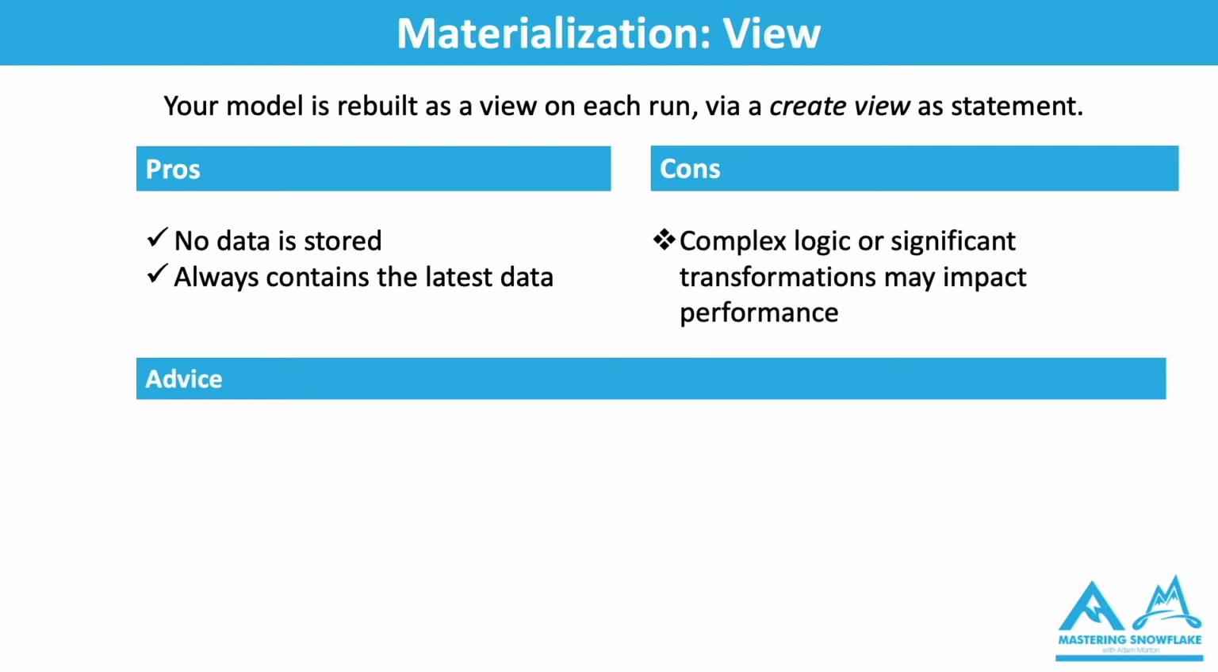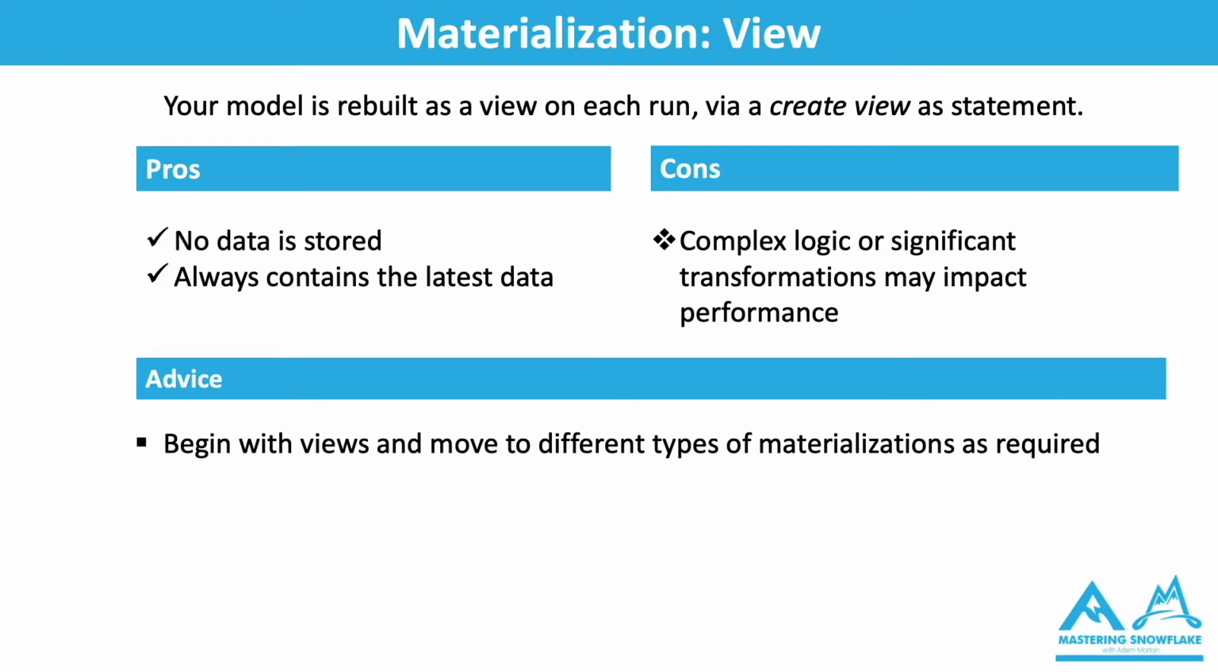The downsides, though, if you've got complex logic or quite intensive transformations, that may impact performance and that might slow down that end user experience. So the advice from DBT is to always begin at the outset with views, see how that works and see what the performance looks like in your own environment before you consider moving to different types of materializations, which we'll cover in a second, as required. So if you start with views and then you find the performance is not optimal, you can then look to move to different materializations as a step-by-step process, but always try to start with views.